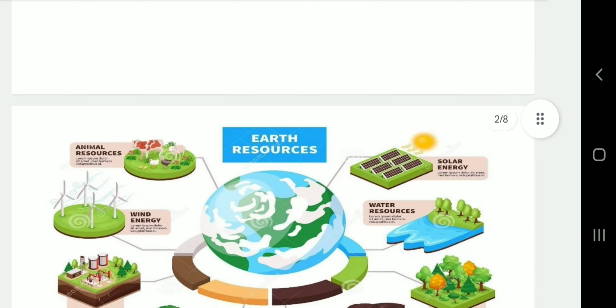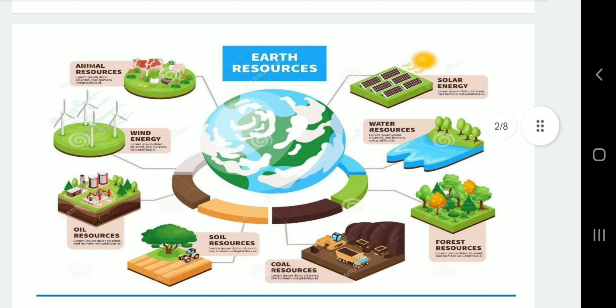Over here in this beautiful picture, you can see different resources of our earth. All these resources are available on our earth. Along your left hand side, you can see animal resources and wind resources. Wind as an energy can be used as a resource. Oil, soil, coal, forest, water, and solar energy are also resources. Later on, we will learn about the different categories and classification of resources.